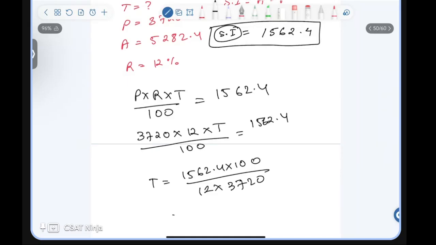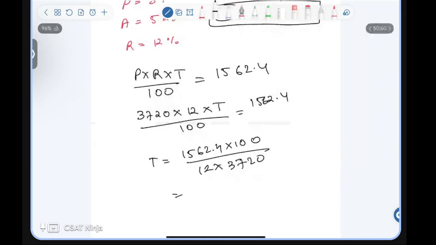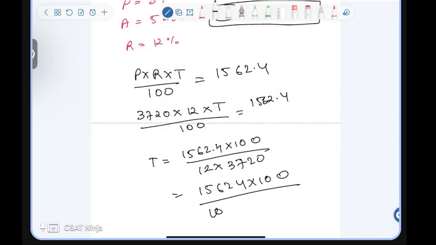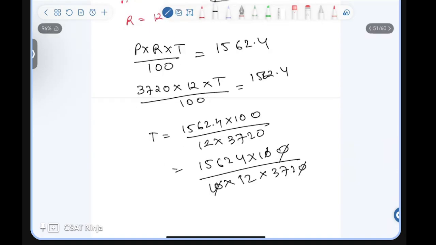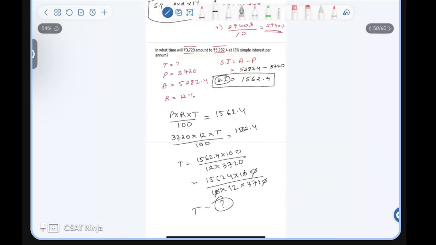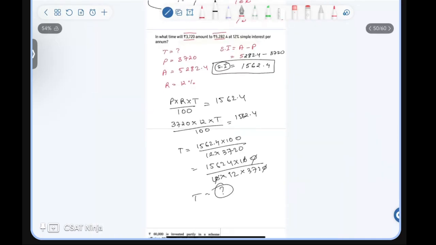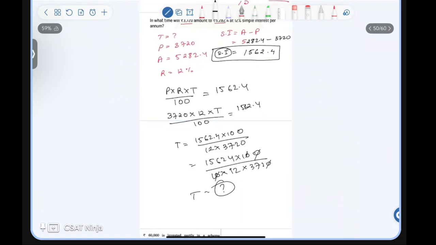So if we simplify this, there is a decimal point here, so I'll remove that point. 1562.4 into 100, in place of that point I'll write 10 here, divided by 12 into 3720. So 0, 0 cancels, 0, 0 cancels. If you cross multiply and solve this, you'll get your T value there. I'll leave that for you. Okay, are we clear with this? We'll move on to the next.